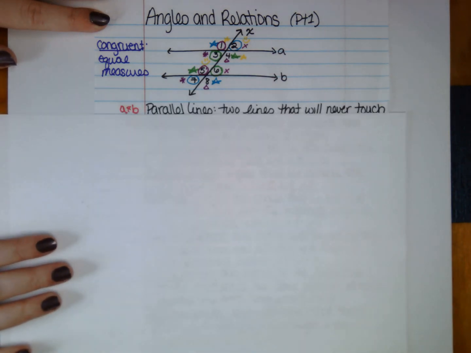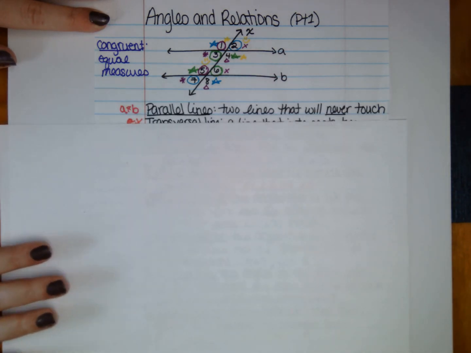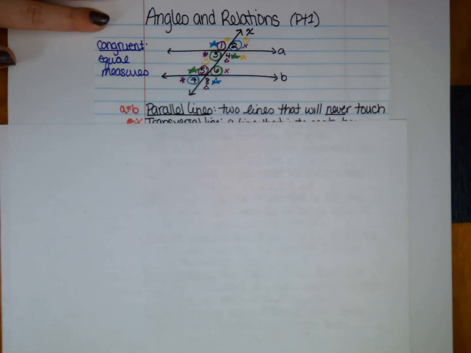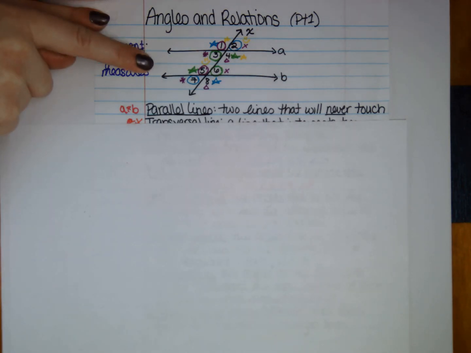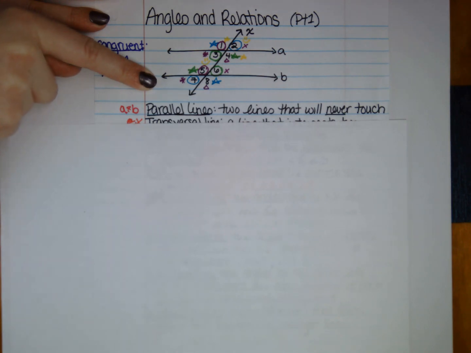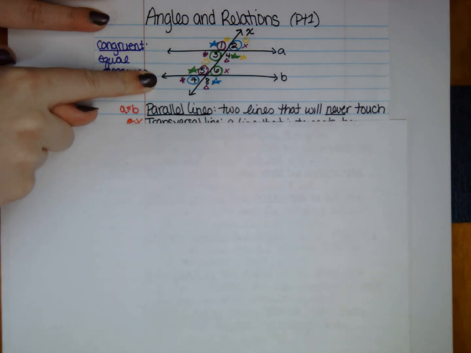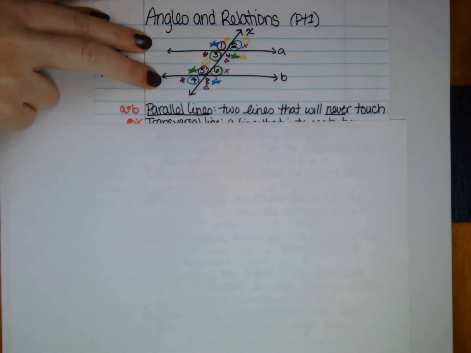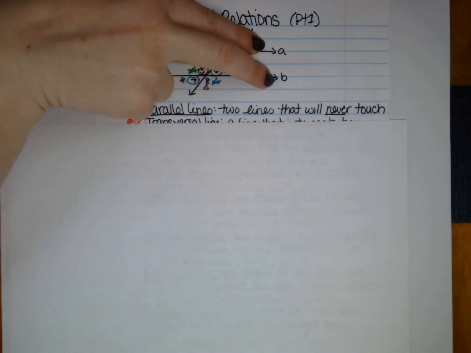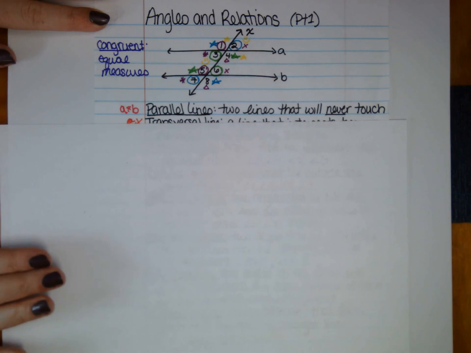When we talk about parallel lines, they are two lines that will never touch. So in this case, we have line A and line B as our parallel lines. As you can see, they're both horizontal, and if they continue in both directions, they're never going to touch each other.